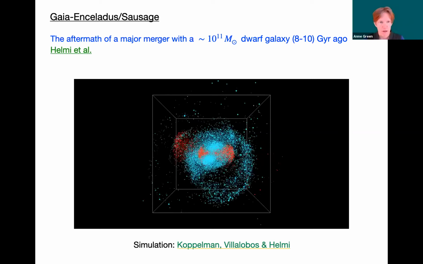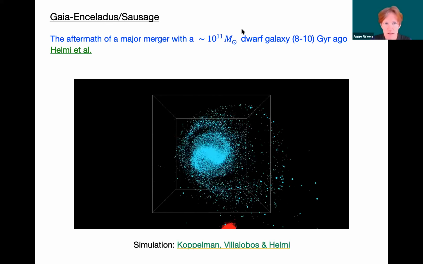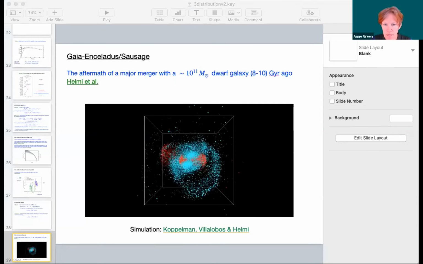So in a moment, I'm going to come out of my slides and show you a movie of simulations of this process. If I'm remembering correctly, the blue points are going to be the Milky Way, and the red points are going to be this dwarf galaxy coming in. So now let me come out to the movie and check that everything's going to work there.